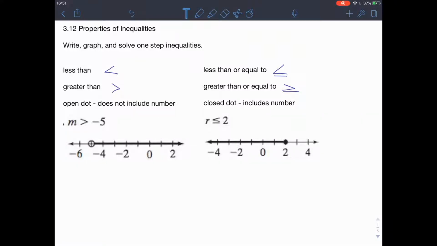Hello everyone and welcome to 7th grade Math Module 3, Expressions and Equations. In this video we'll be looking at Lesson 12, Properties of Inequalities.